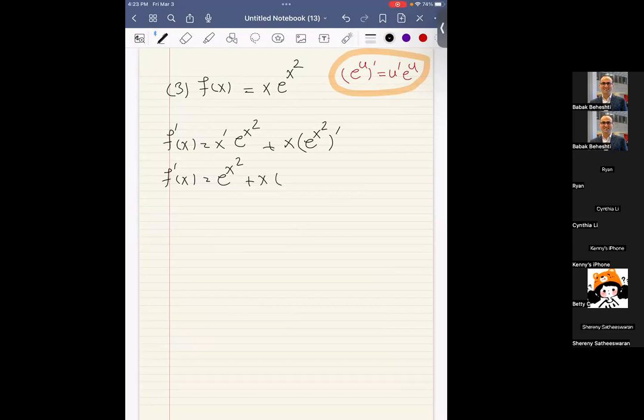So 2x times e to the power x squared. So f prime of x is e to the power x squared plus 2x squared e to the power x squared. You can even simplify and rearrange these terms. If you factor out e to the x squared, you get 1 plus 2x squared.